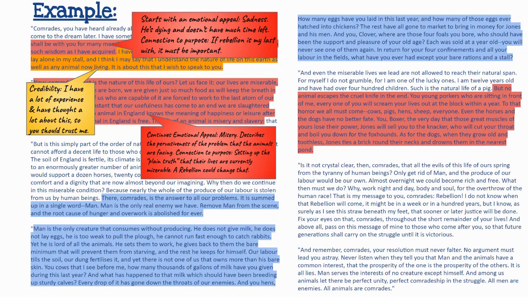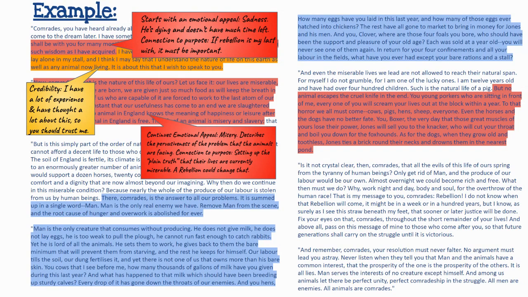He spends time describing the pervasiveness of the problem that the animals are facing. He begins with a rhetorical question, asking the animals what the nature of their lives are. Then he answers that question with diction that shows misery. He uses words like miserable, laborious, short lives, forced to work, last atom of strength, slaughtered, hideous cruelty.